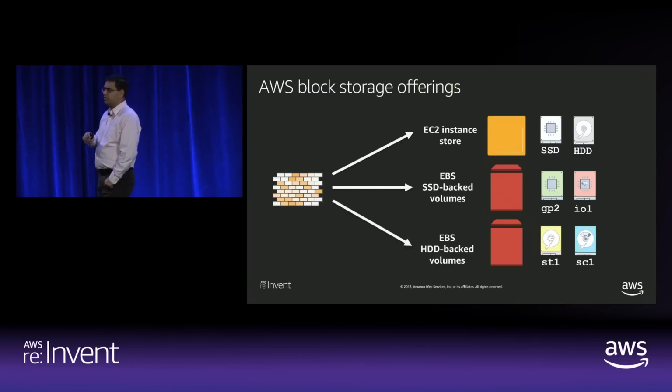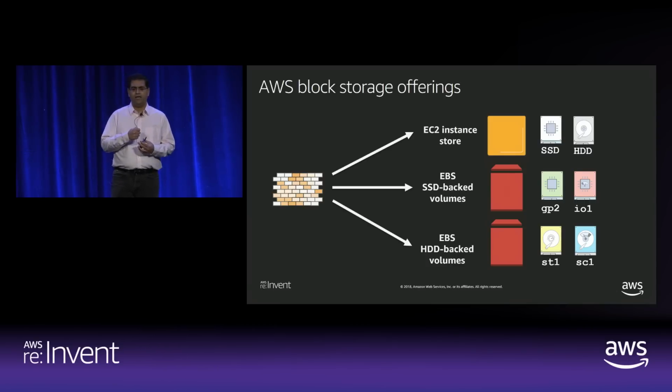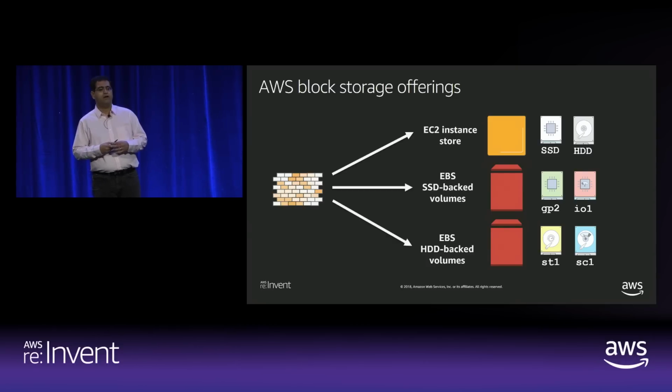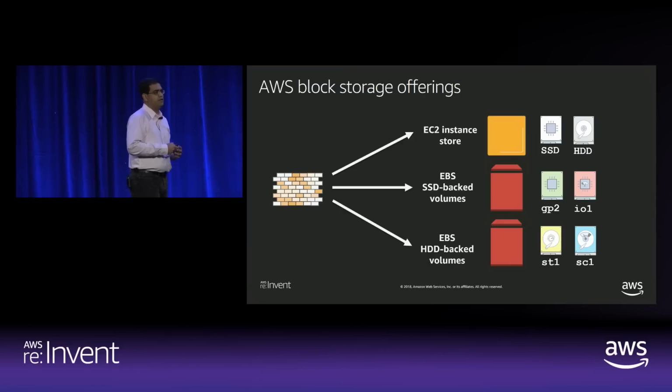When you think about block storage offerings within the AWS context, really there's two categories. One is our instance storage family. And within the instance storage family, you have SSD-based options, as well as HDD-based options. And then on the EBS side, you have SSD-backed options, as well as HDD-backed options. The SSD-backed options are our general purpose, or GP2 volume type, and our provisioned IOPS, or IO1 volume type. And our HDD-backed ones are Throughput Optimized, or ST1, and Cold HDD, or SC1. Again, we'll go into what those are and when it's appropriate to use them in a little while.